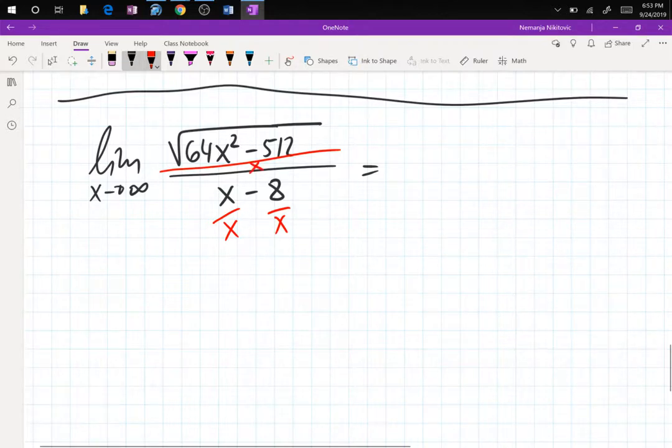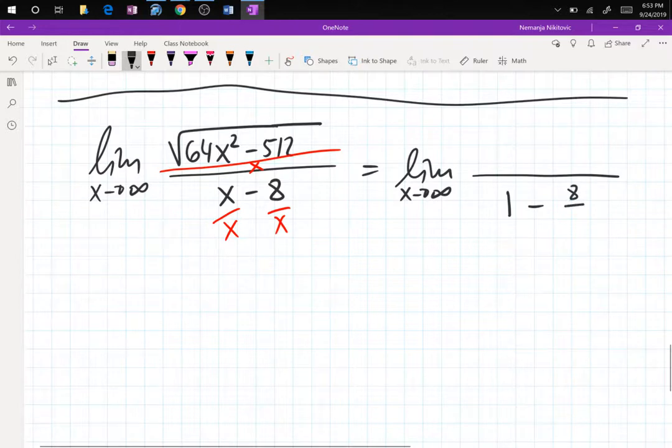So now you rewrite the limit. You rewrite the limit as x goes to infinity, and in the denominator, x divided by x is 1 minus 8 over x. That was cheap and easy and fast.